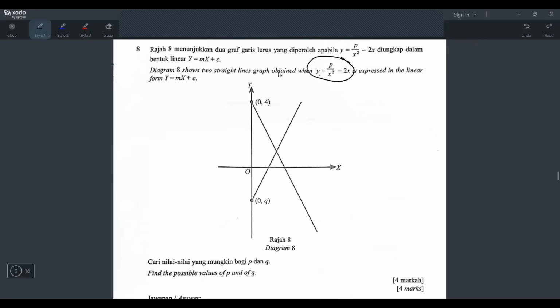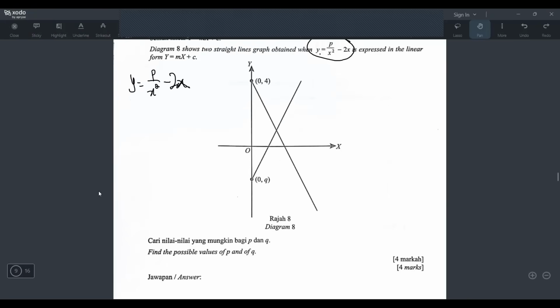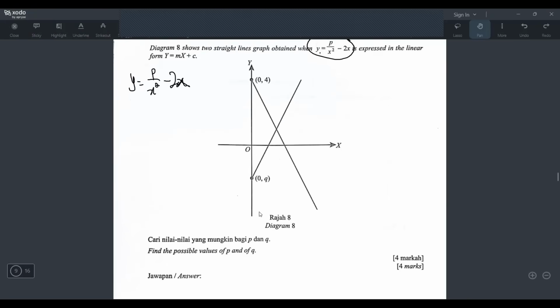Two straight line obtained. Okay, so I think what they are trying to say here is this equation, p over x squared minus 2x, you can change to linear form in one method. You can also change it in another way. And the two different linear form will give you two different equations. I think that's what they meant. Right? Okay, tak apa, kita baca dulu. Find the possible values of P and Q.